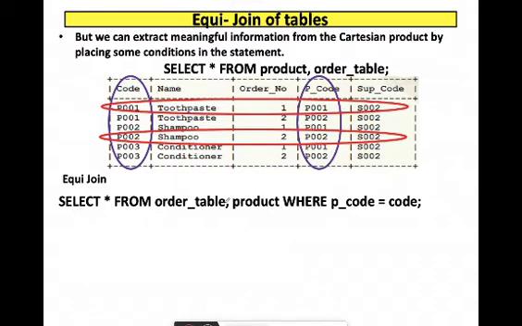Select star from order table, comma product, the first table and the second table. Both the tables you have written, where. Now this is the condition of equality. That is why it is known as equijoin. This is the condition of equality. That is why it is called equijoin. When a condition of equality is put in the cross join, it becomes equijoin, and this is done to filter the meaningful information from the cross join.